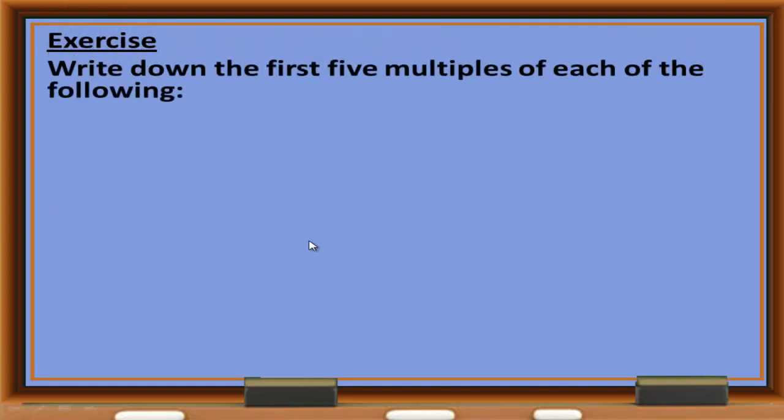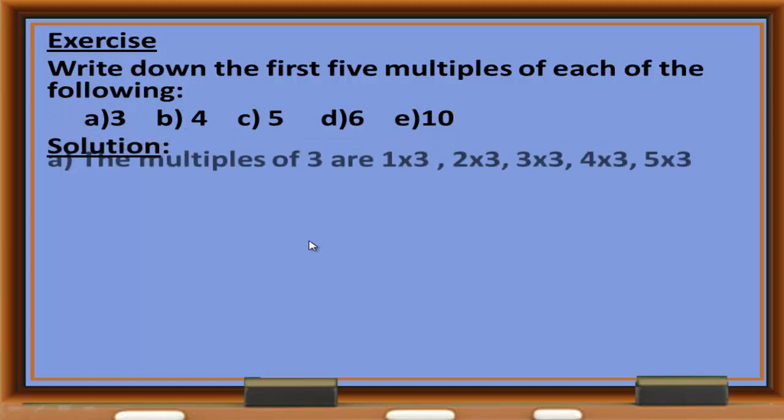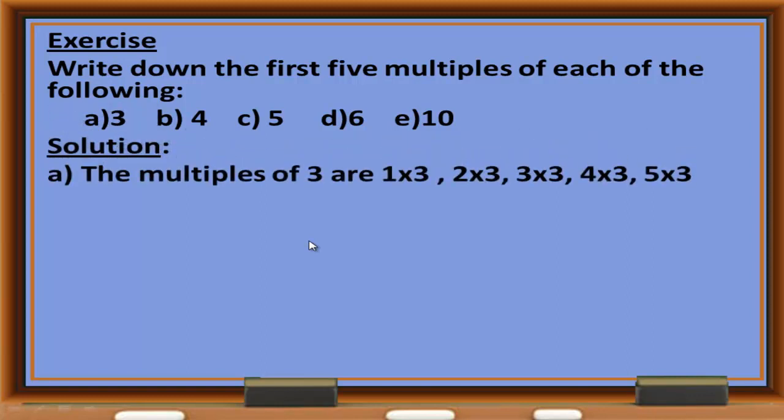Exercise. Write down the first 5 multiples of each of the following. We are going to find multiples of these numbers. A. The multiples of 3 are 1 times 3, 2 times 3, 3 times 3, 4 times 3, 5 times 3. These are 3, 6, 9, 12, 15.